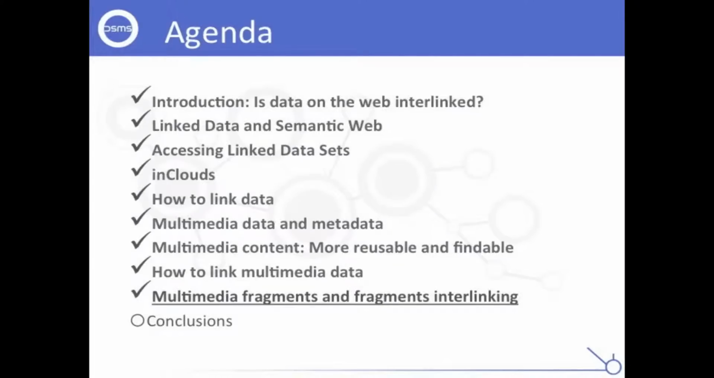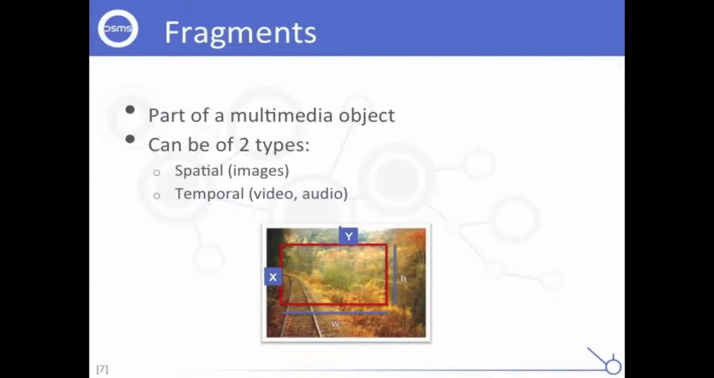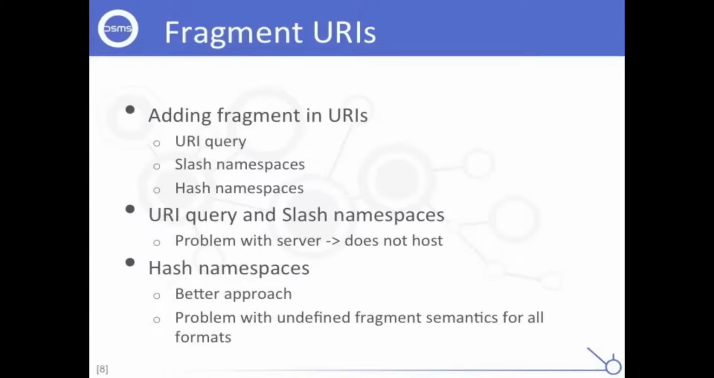Now, one element in multimedia that is very relevant to users and information linkage are fragments. Many times, information is associated to part of a resource, and in order to have more accurate linking addressing, fragments are important. A fragment is part of a multimedia object, which can be of two types: spatial, like in images, or temporal, like in audio or video. In order to be able to use fragments in an interlinked environment, fragments must be represented by URIs. Many methods exist to present fragments in URIs.